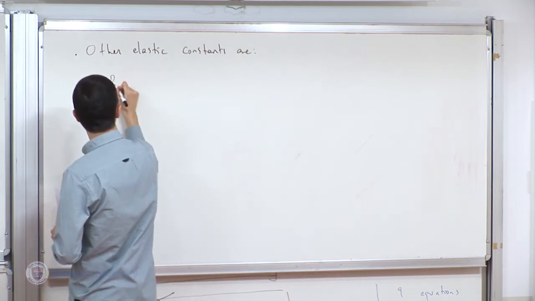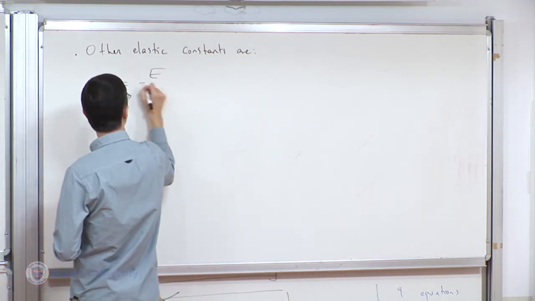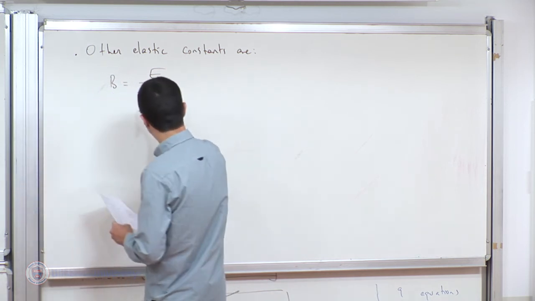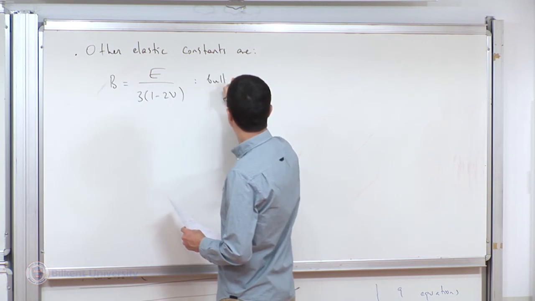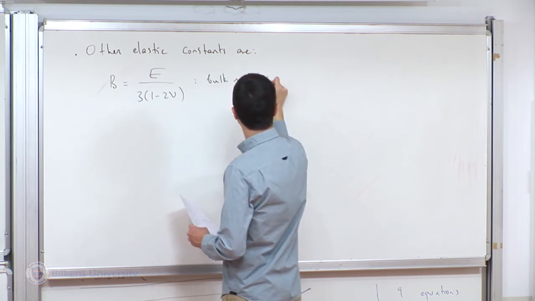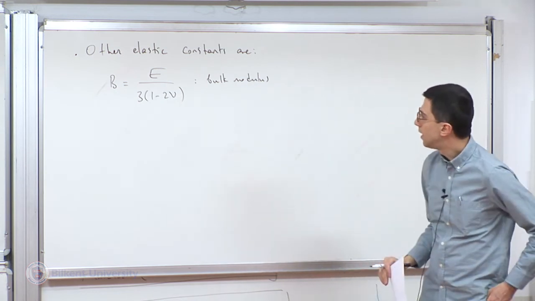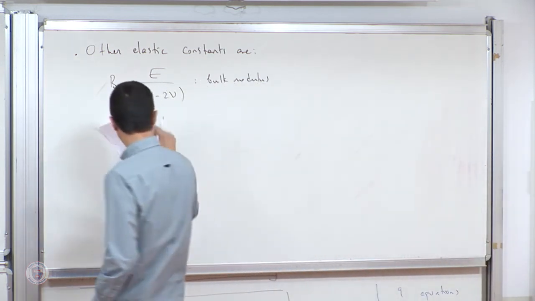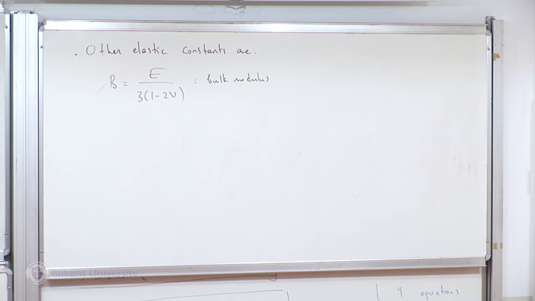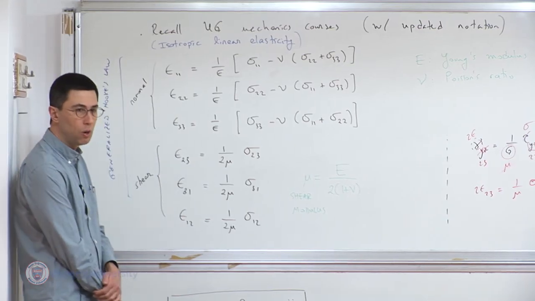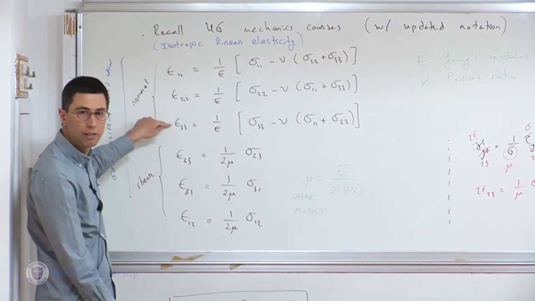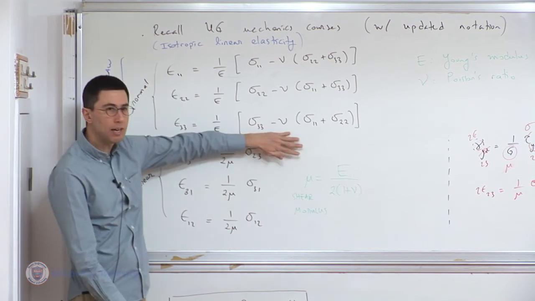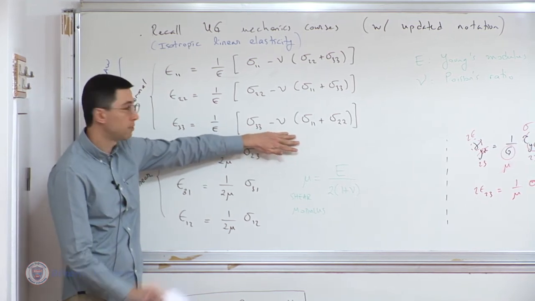So B is equal to the bulk modulus, 3(1 minus 2 nu). That's our bulk modulus. And the meaning of the bulk modulus eventually came through the following small exercise that I can remind you again. Essentially, what we had done is we went to the normal components of the strain, and all I did was sum both left and right-hand side.